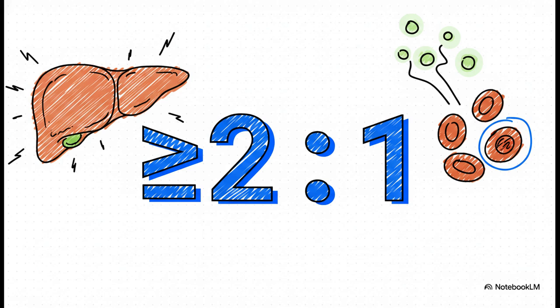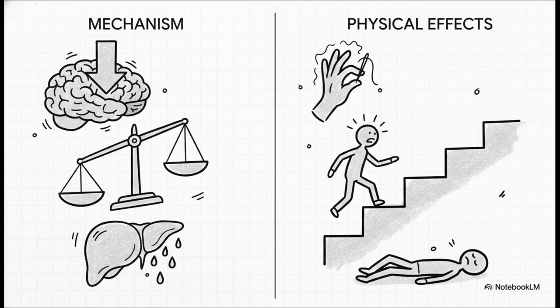You'll also frequently spot an increased mean corpuscular volume, or MCV, in up to 95% of these patients, plus you'll see elevated GGT levels. Actually, GGT is one of the very earliest signs of alcohol-induced hepatic stress. It's an incredible biomarker. Let's break down the exact mechanism.